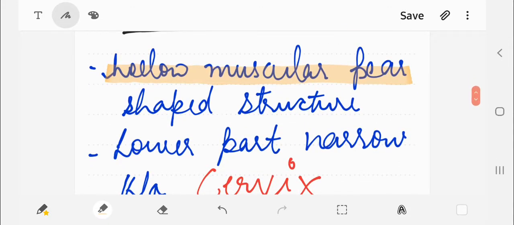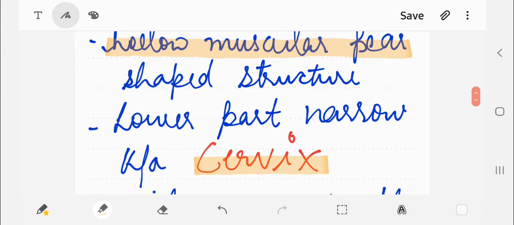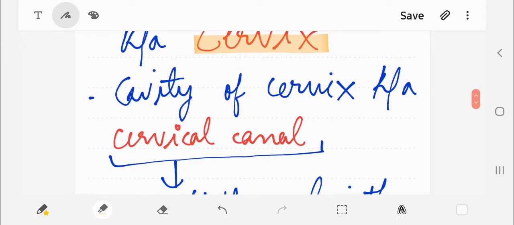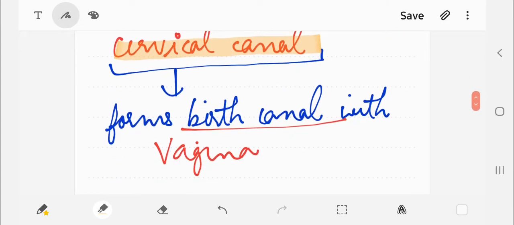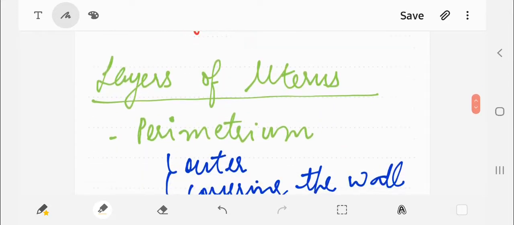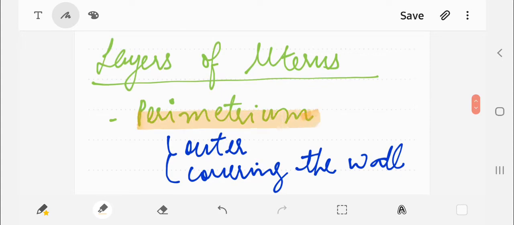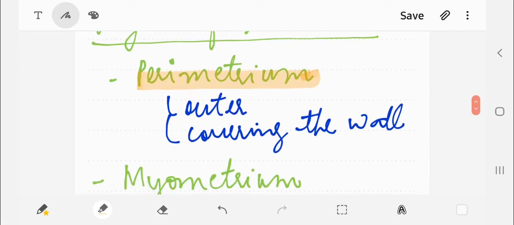The lower narrow part is known as the cervix, and the cavity of the cervix is known as the cervical canal, followed by the birth canal with the vagina. Fine. So the functions of the layers: the first is the perimetrium, that is the outer layer that covers the wall, so it helps in protection.